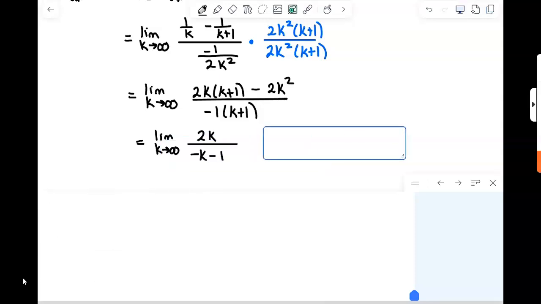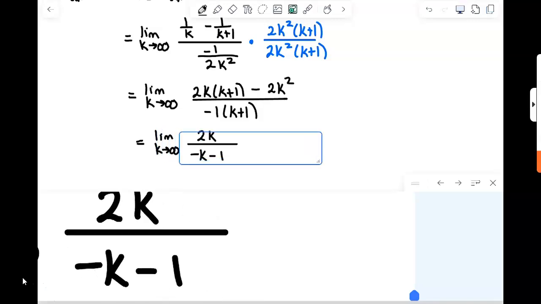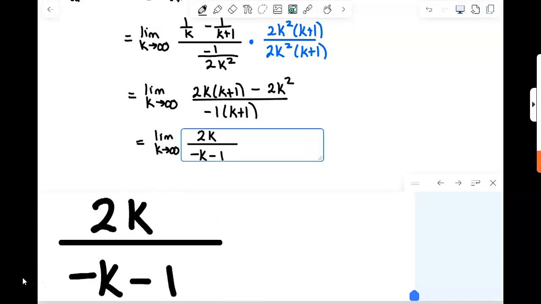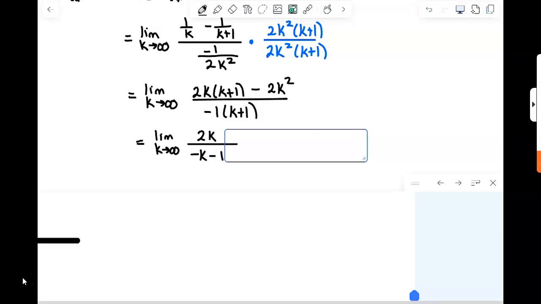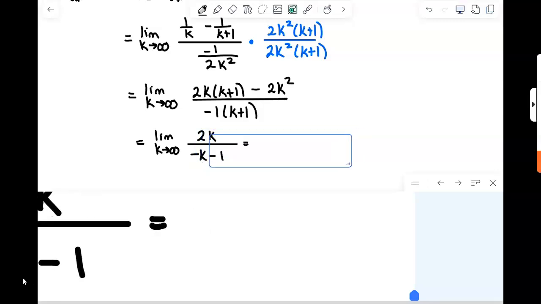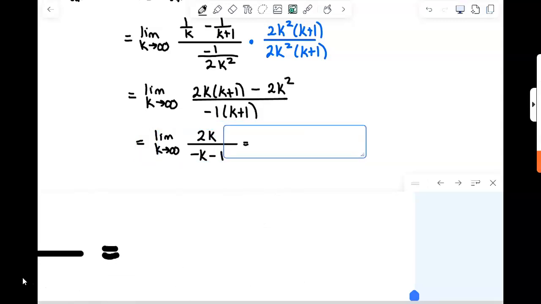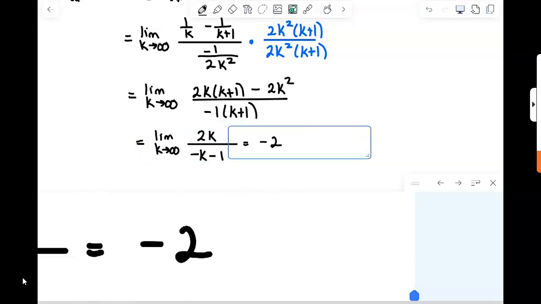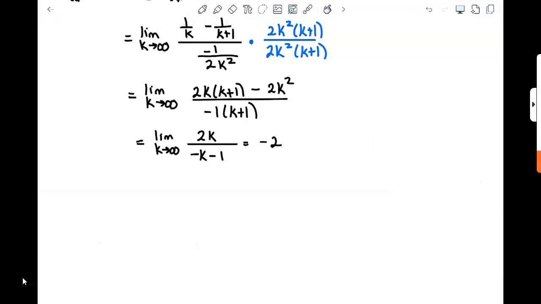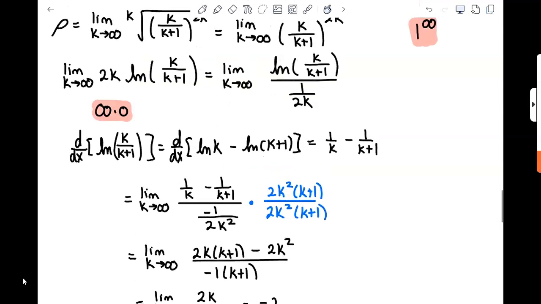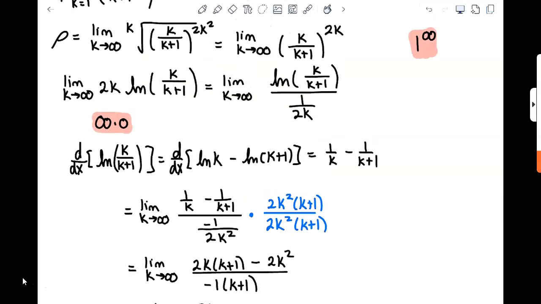And now finally, we have transformed this thing after a lot of work into a limit that we can now just realize the k's are going to cancel out. And so I'm going to have 2 over minus 1. And the 1 down there doesn't matter, right? Because we're going to infinity. So this is just going to be minus 2. So the limit of the ln of the sequence approaches minus 2. So now that takes us back to our limit.